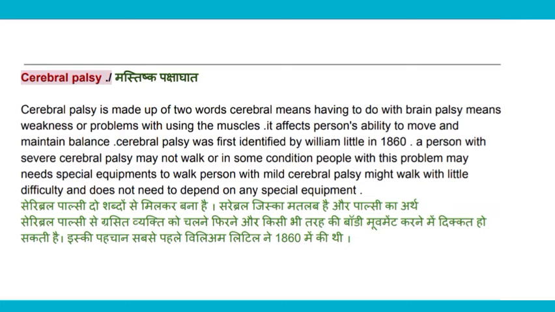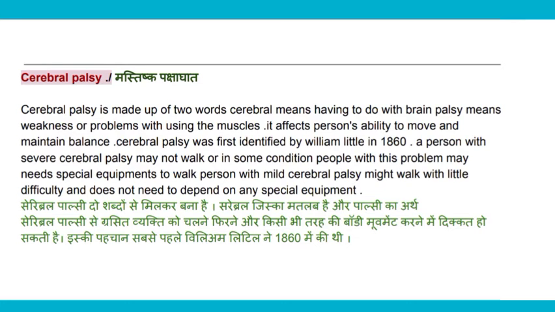A person with cerebral palsy may not walk, or in some conditions may need special equipment to walk. So a person who has a severe cerebral palsy may not be able to walk, or in some conditions can walk, but with the help of special equipment. And a person who has a mild cerebral palsy may walk with little difficulty and does not need to depend on any special equipment.